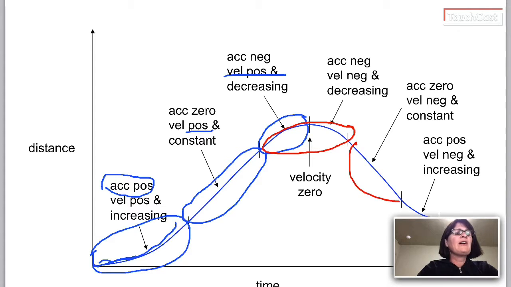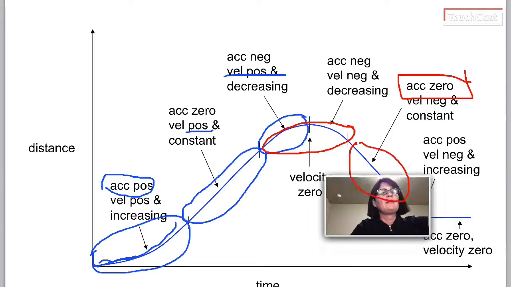Here, again, we have another piece that seems linear, which means the velocity is negative, but constant. It's not getting more and more negative. It's the same negative velocity. Well, if it's a constant, then its derivative is 0. So that's what I have here, acceleration 0.